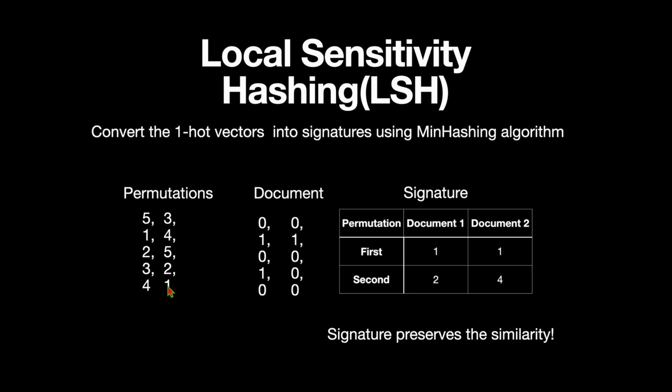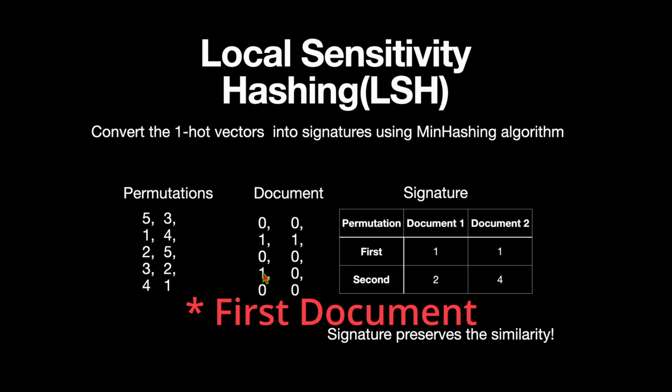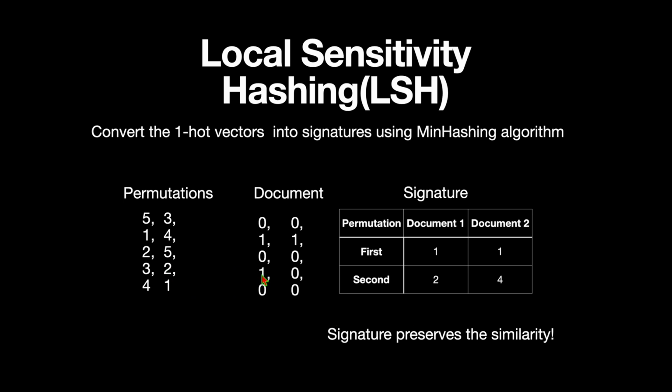We start with 1. We look at the first document. There is 0. So we move on to 2. With 2, if we look at the second document, we can see that there's a 1. So we enter 2 here. And now we move on to the second document. Again, we start with 1, there's a 0. With 2, there's a 0. With 3, there's a 0. With 4, there's a 1. So we enter 4 here.